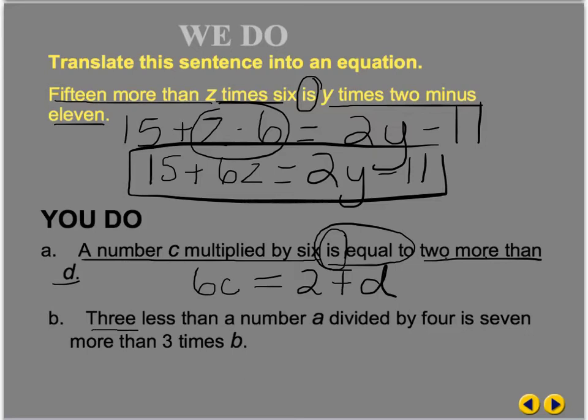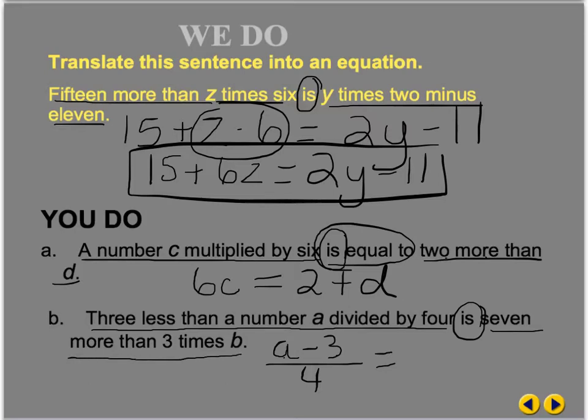Okay? And the last one. So I have 3 less than a number a divided by 4. Let's think about this. 3 less than a number a divided by 4, so I have a minus 3, divided by 4. That means equals. Then the second part, 7 more than 3 times b. So 7 more, so 7 plus 3 times b, 3b. Okay, and that's it.